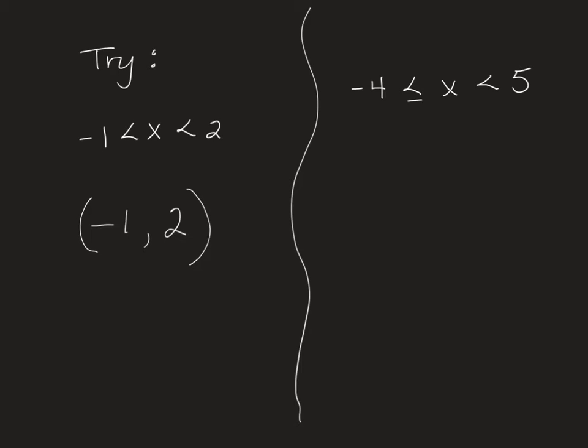For this one, we have -4 and 5. So my least amount is -4. My greatest amount is 5. Looking at these though, this says less than or equal to. That tells me to make it a bracket. But on this end, I only have a less than. That means it's a parenthesis.